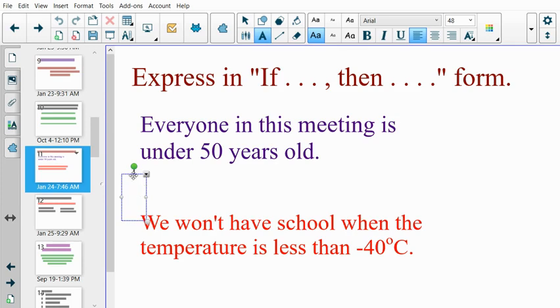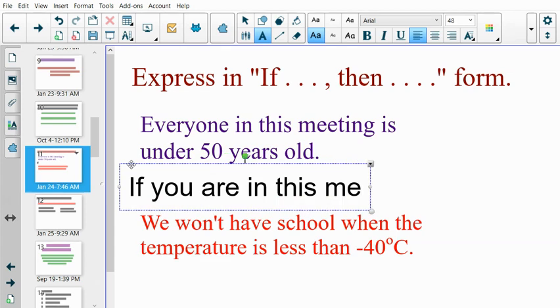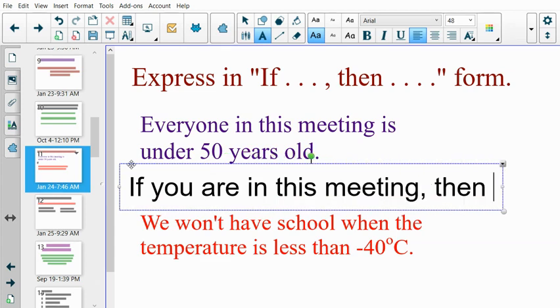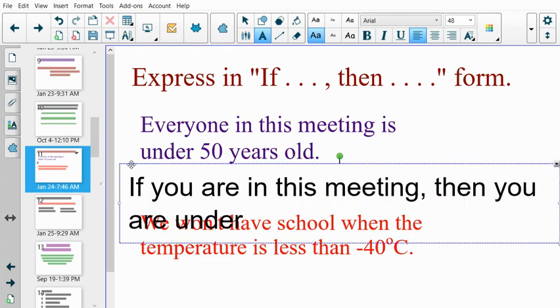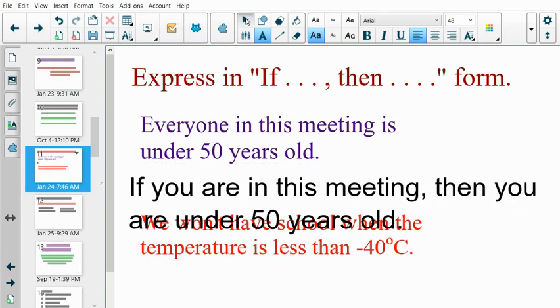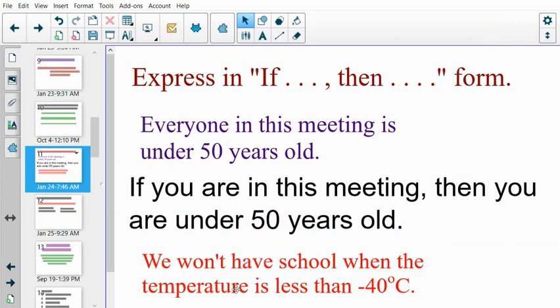Then I'm going to write this conditional statement as: if you are in this meeting, then you are under 50 years old. And I chose to use that phrasing. If you said something like, if someone is in this meeting, then they are under 50 years old, or if a person is in this meeting, then they are under 50 years old.